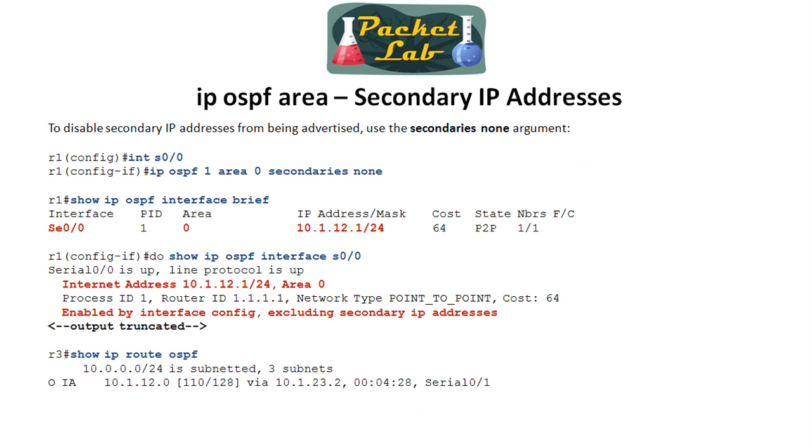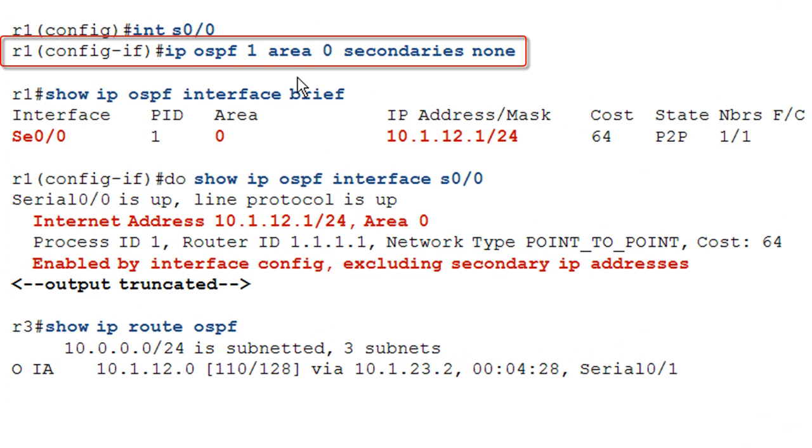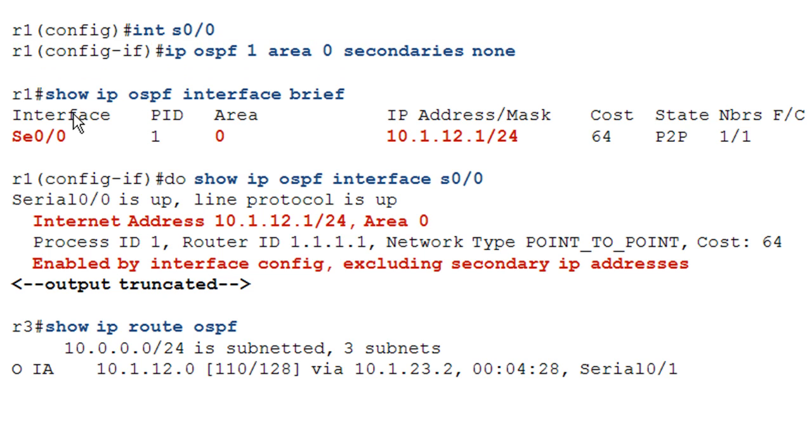Okay, same setup as before. This time when I issue my IP OSPF area command, I'm going to specify the area, which is area 0. Then I'm going to enter the word secondaries, and I'm going to put an argument of none. What this is going to do is disable the advertisement of the secondary IP addresses into OSPF. Once again, show IP OSPF interface brief.